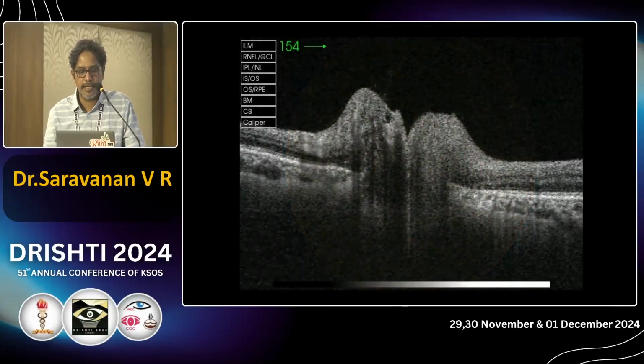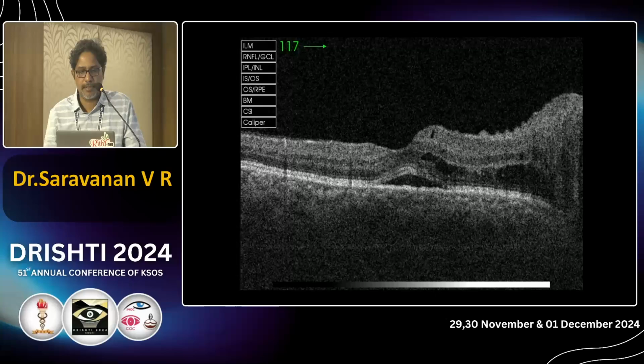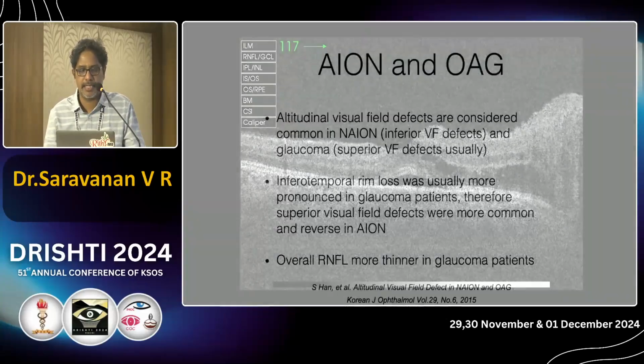So you can see here the disc edema in this patient. The OCT is showing the disc edema, and you can see the papillomacular bundle area edema, as well as a small SRF in the fovea. But this is not a common finding in NAION, but occasionally it can happen.